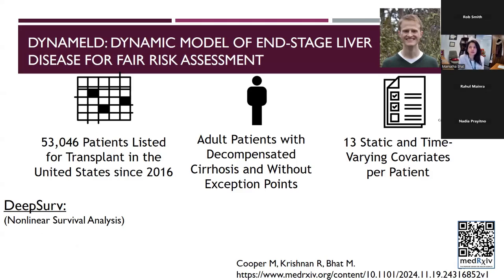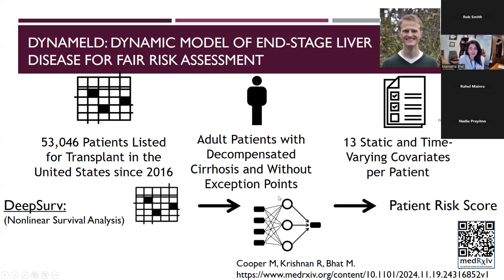This is a project driven by a PhD student whom I co-supervised, Michael Cooper, whom I co-supervised with Rahul Krishnan, who is a computer science professor at the University of Toronto. What Michael did was train a DeepSurv model, which is a deep machine learning version of the Cox proportional hazards model, on over 53,000 patients listed for transplant in the United States since 2016. These were patients with decompensated cirrhosis without exception points, and he considered 13 static and time-varying covariates per patient.